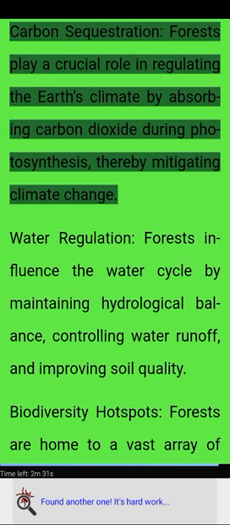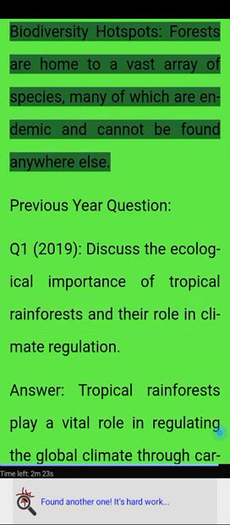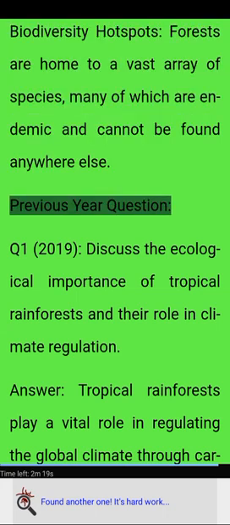Forests play a crucial role in regulating the Earth's climate by absorbing carbon dioxide during photosynthesis, thereby mitigating climate change. Water regulation: forests influence the water cycle by maintaining hydrological balance, controlling water runoff, and improving soil quality. Biodiversity hotspots: forests are home to a vast array of species, many of which are endemic and cannot be found anywhere else.